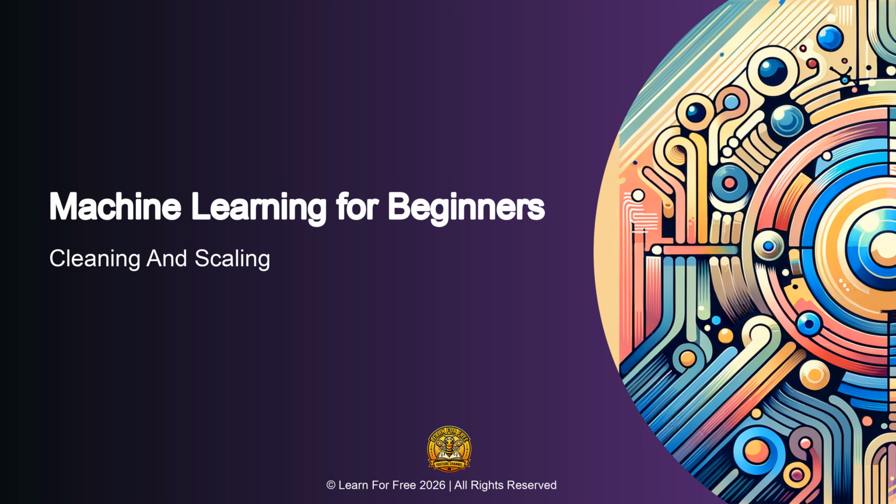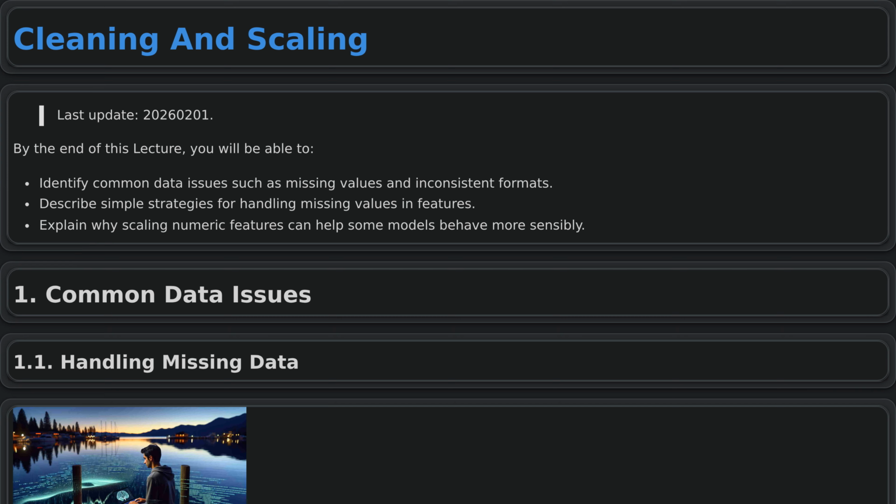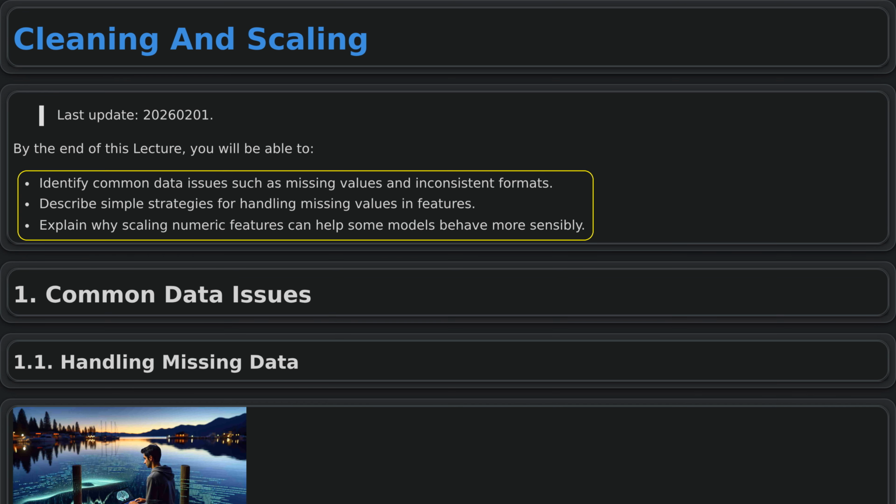Module 7, Lecture B, Cleaning and Scaling. By the end of this lecture, you will be able to identify common data issues such as missing values and inconsistent formats, describe simple strategies for handling missing values and features, and explain why scaling numeric features can help some models behave more sensibly.